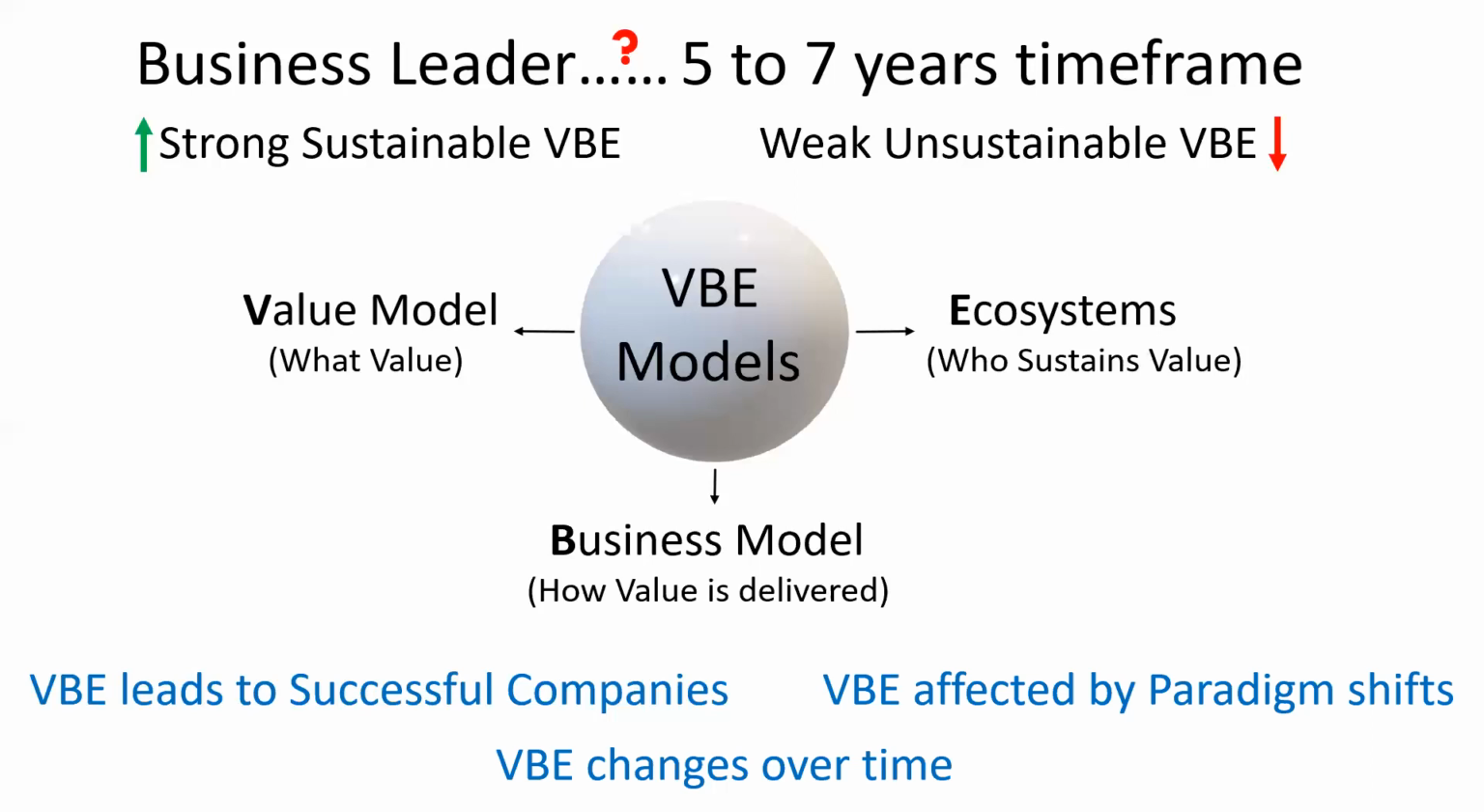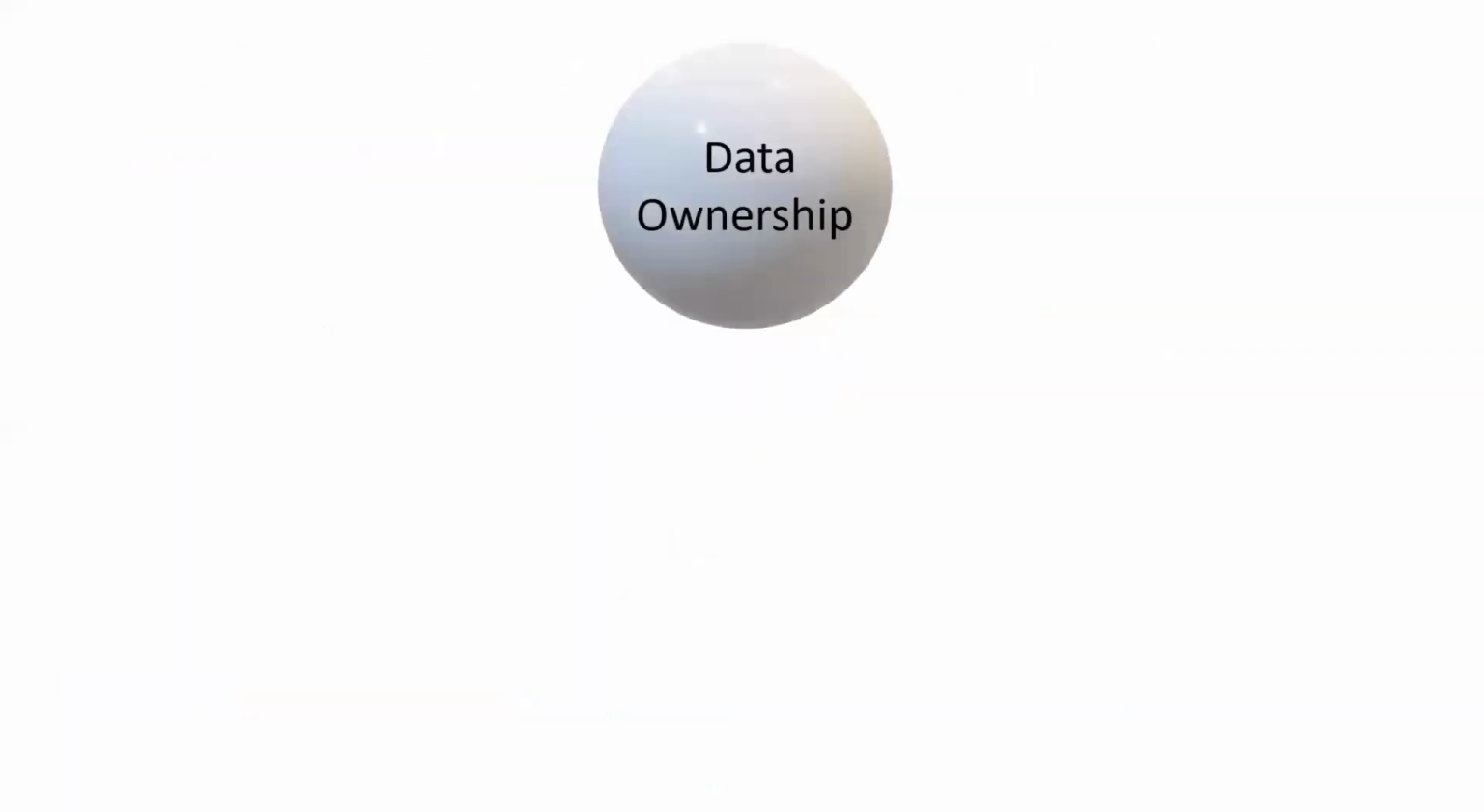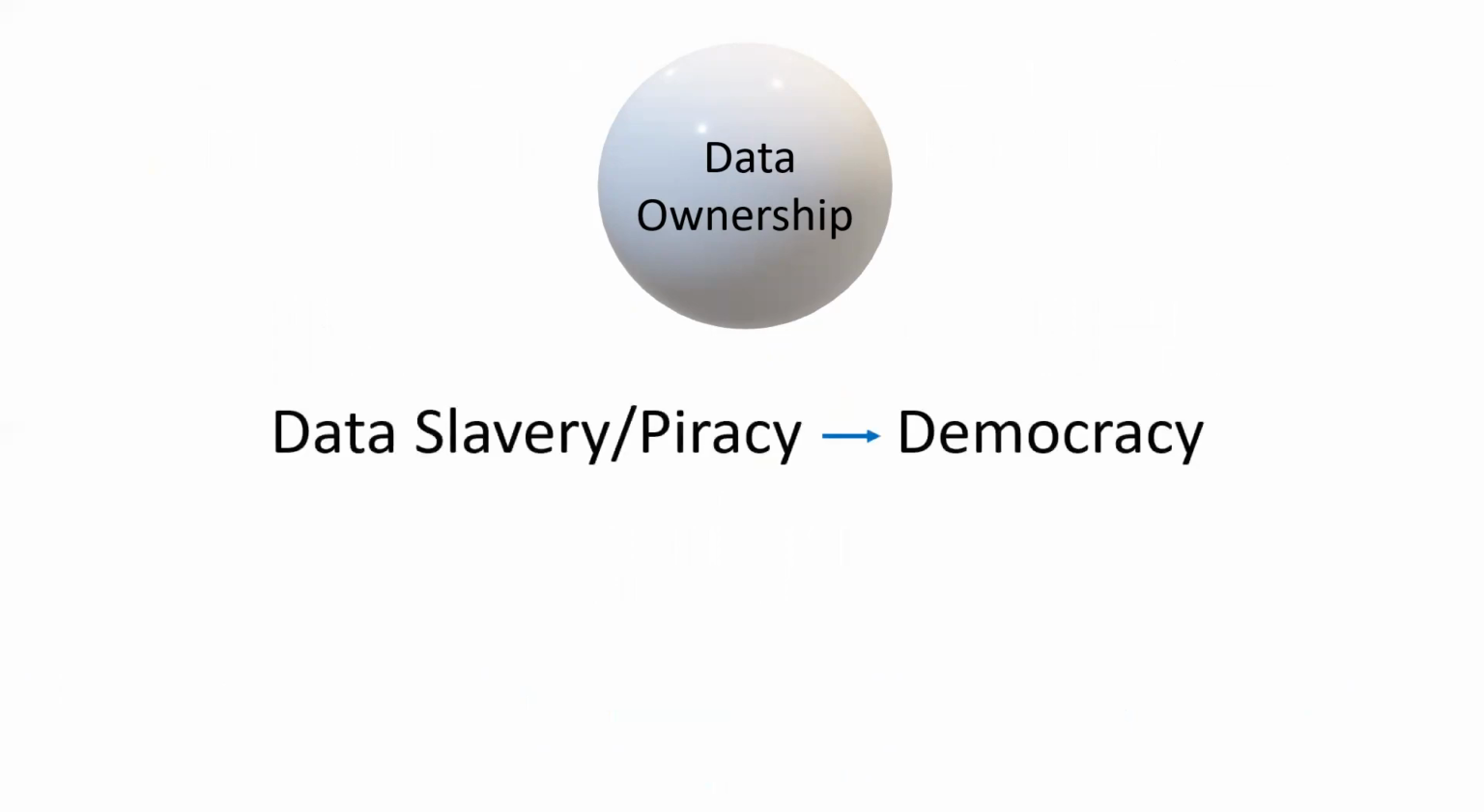The next topic is data ownership and is linked to what we see as laws of GDPR or similar laws in other countries. There are some interesting viewpoints we take here. With data, what is going on today is more of a data slavery and data piracy, and we need to move to data democracy. And it is in the context of how we treat someone else's data.